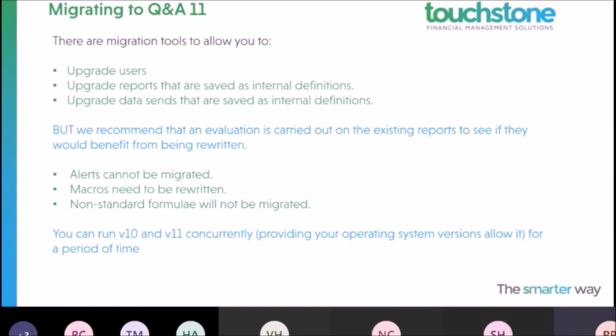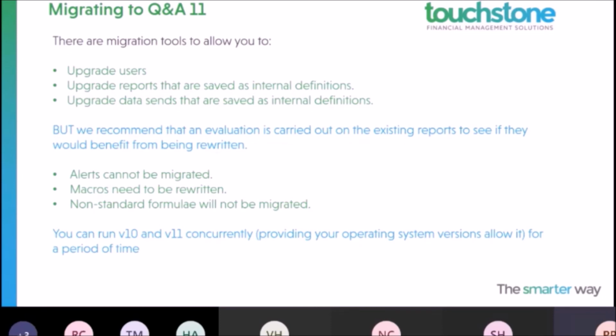You can upgrade any data sends that are saved as internal definitions, assuming you're staying on the same version of Sun. But we would recommend, as we've been talking about previously during today's session, that you really have a good think about your report. Whilst you can obviously take the reports from QA10 as they are, it's really a good opportunity to think, is that really appropriate? Now that I've got this extra functionality in QA11, is that the right way to have written my report? Possibly not. I would say in a large number of cases, it isn't.